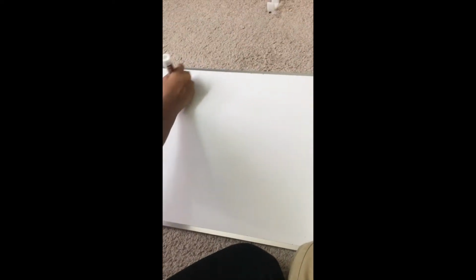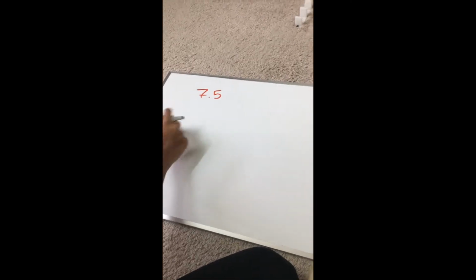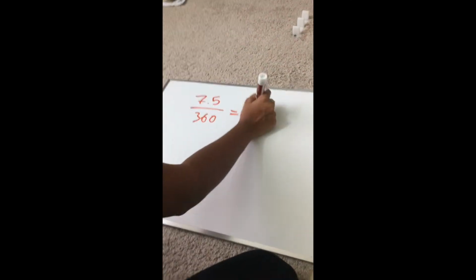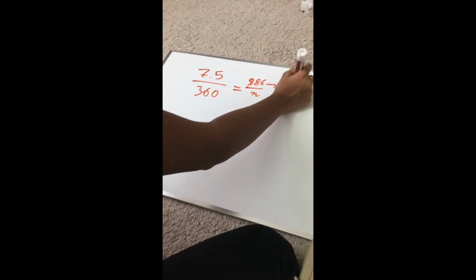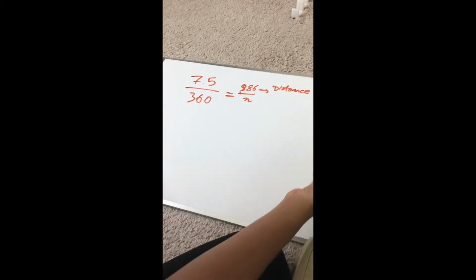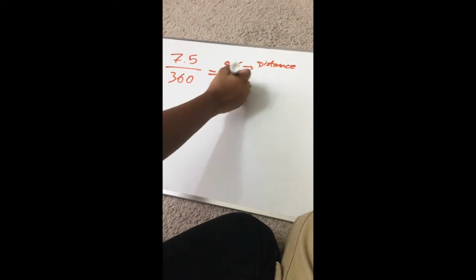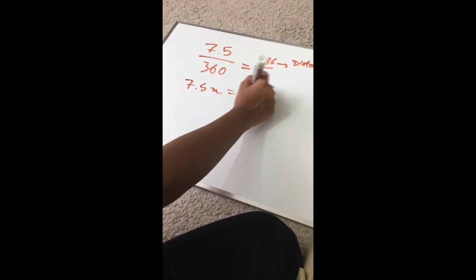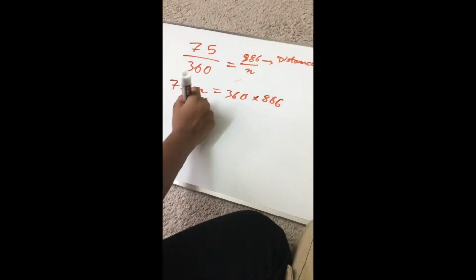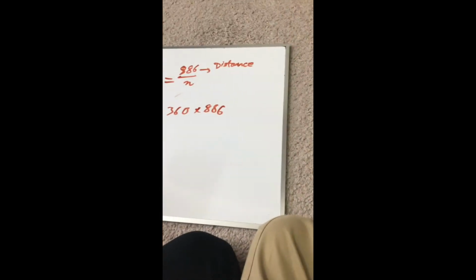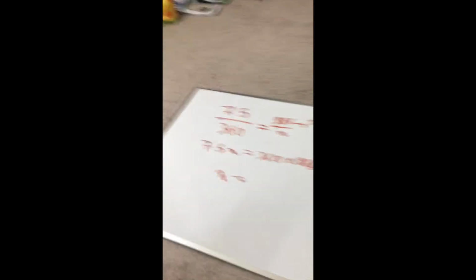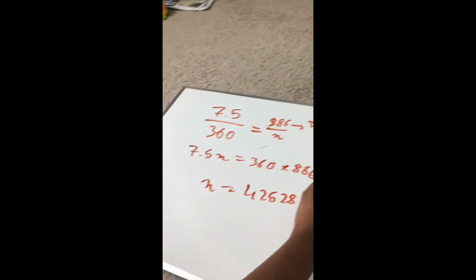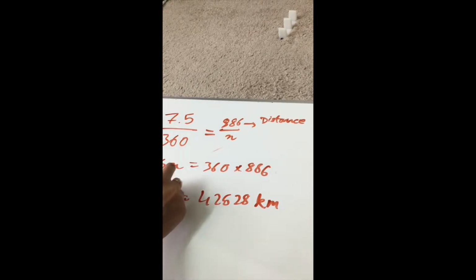To find the circumference, we'd first set up a proportion, which is 7.5, the difference in angles, over 360, equal to 886 over x. Here, 886 is the distance between Lawrence and Wilmington, North Carolina. If we find out what x is, it should give us the circumference. So 7.5x equals 360 times 886, and x should equal 360 times 886 divided by 7.5, which should equal 42,528 kilometers. So that would be our circumference.